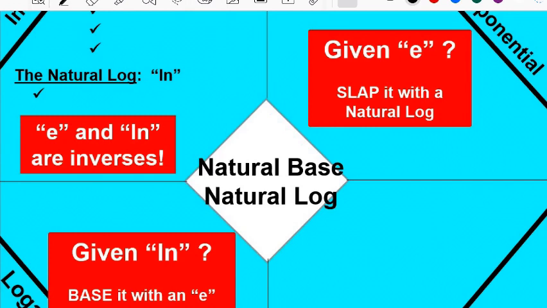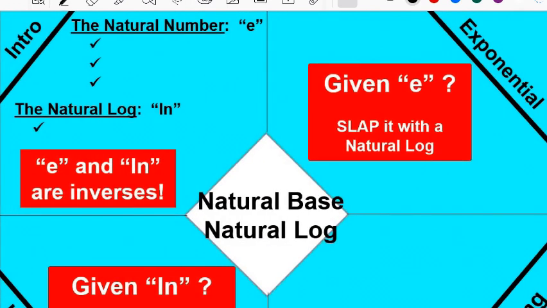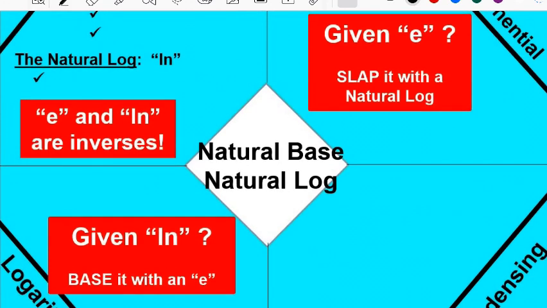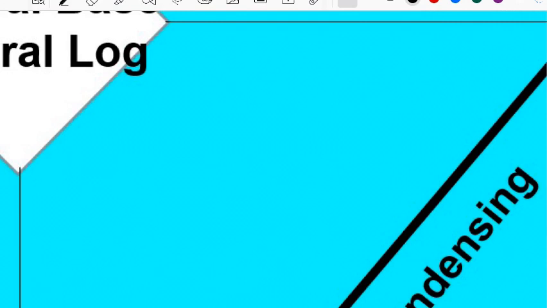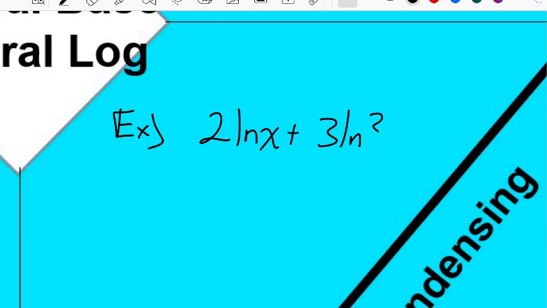But I'd like to talk to you about one more equation. It's a little more of a doozy, okay, because this equation is going to require us to do some condensing. Now, condensing is a special math word that we use when we have more than one log. Here, we have 2 logs. Now, they're natural logs, but there's 2 of them, and so we're going to have to pull them together.